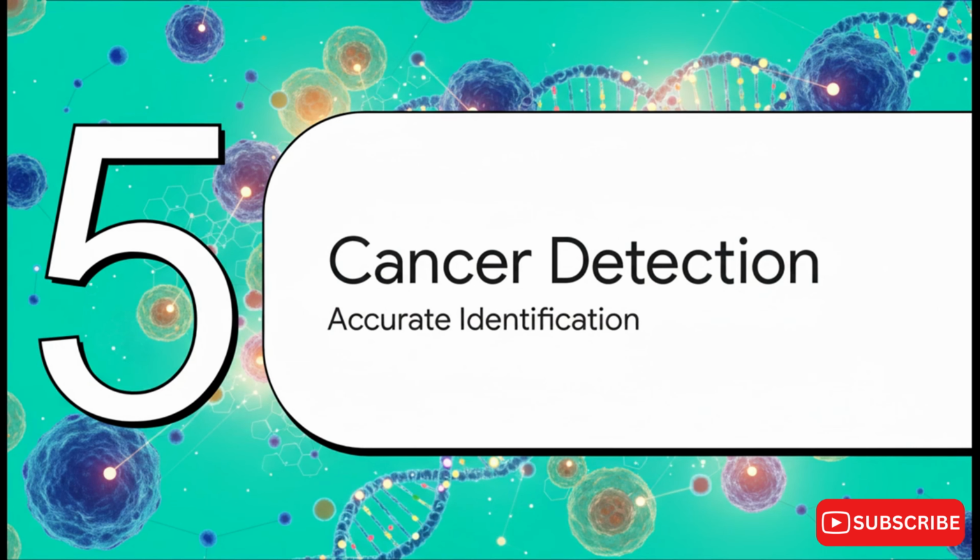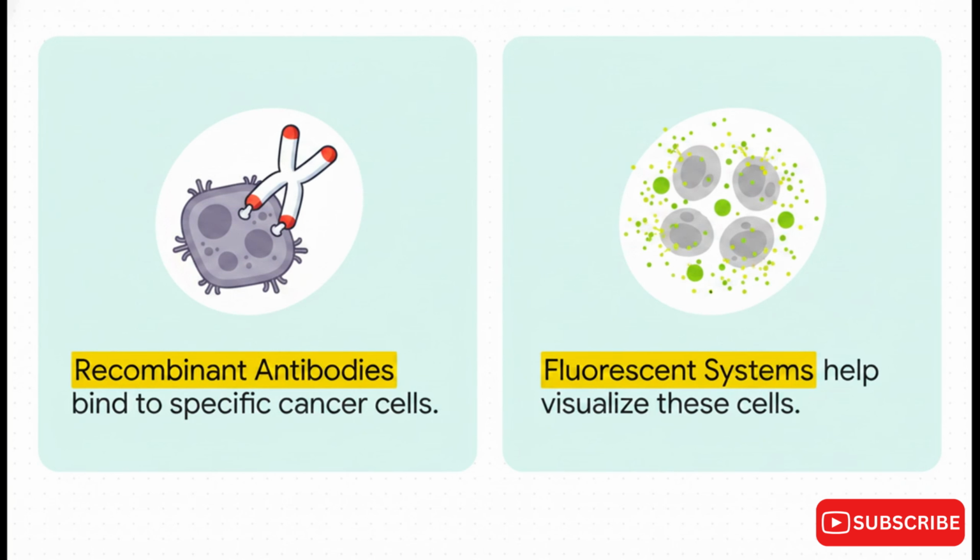Moving smoothly into Section 5, cancer detection. There are two distinct techniques that work hand in hand here. On one side, we have recombinant antibodies. These are explicitly engineered to bind themselves specifically to cancer cells or tumor markers. On the other side, we have fluorescent diagnostic systems. These help us actually visualize those cancer cells under a microscope or during an imaging procedure. Together, they allow for accurate tumor identification, which is the very foundation of early cancer detection and personalized medicine.